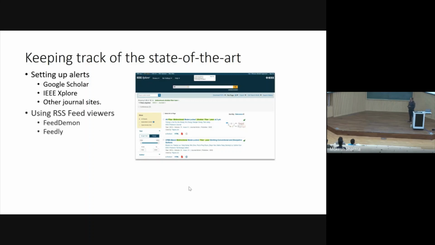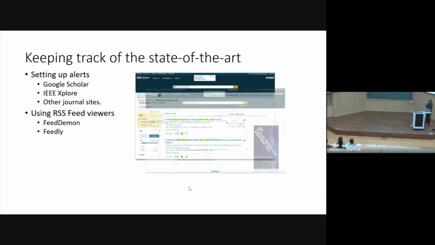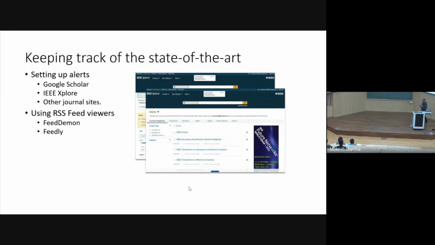You'll get an email. You can use RSS feed viewers. Now, this used to be all the rage back in the day. I don't know if people still use RSS feeds, but IEEE Xplore and all of the major journals offer RSS feeds. You see the small kind of antenna thing here, this radiation pattern. That's the RSS link. You click on that, it opens up a huge kind of a thing.